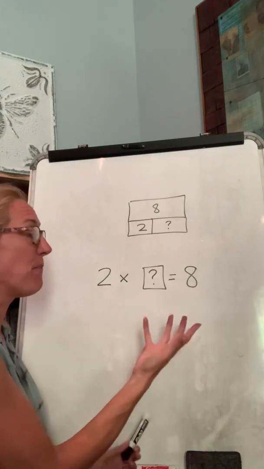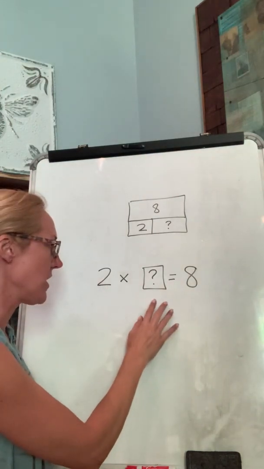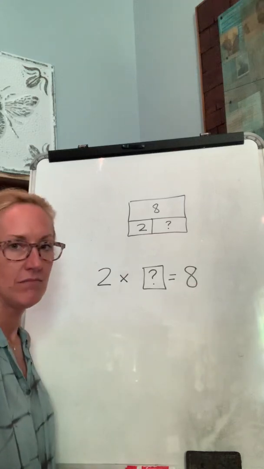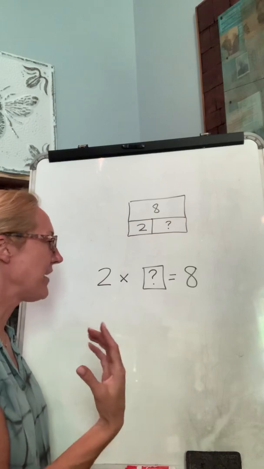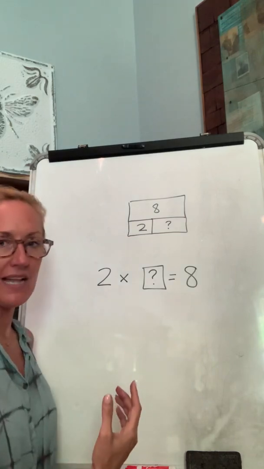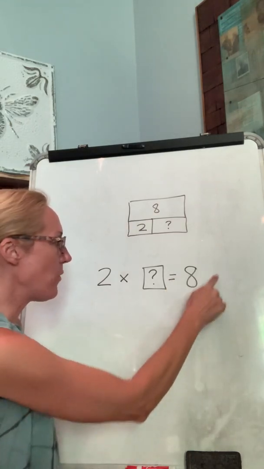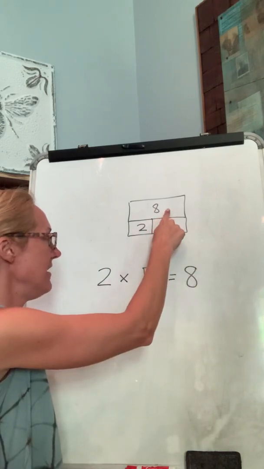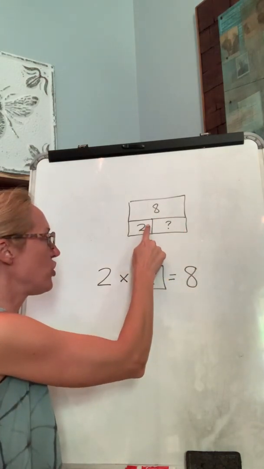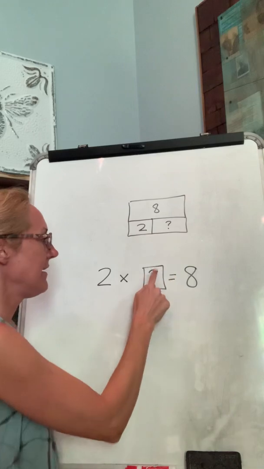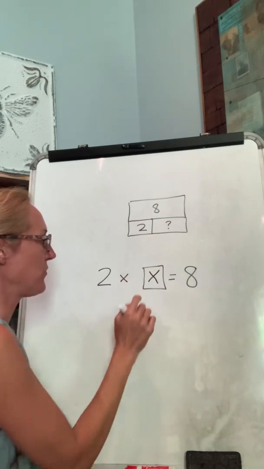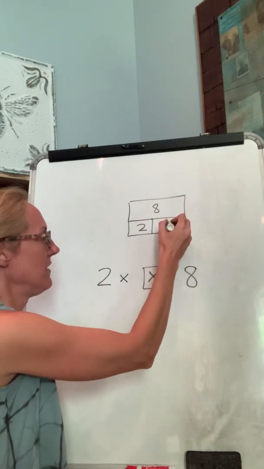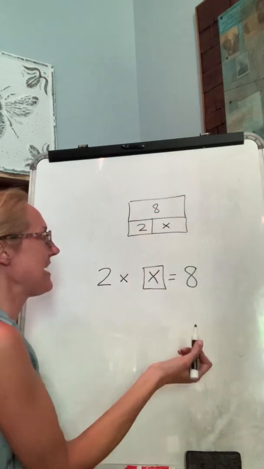2 times something, we've got some amount here, is going to equal 8. Okay? 2 times something is going to equal 8. How can we figure that out? Well, just like before, our whole thing, what we ended up with is 8. And we know we need 2 times something. And again, I'm going to start to call this x. Don't get it confused with my multiplication symbol. Okay? 2 times x is going to equal 8.